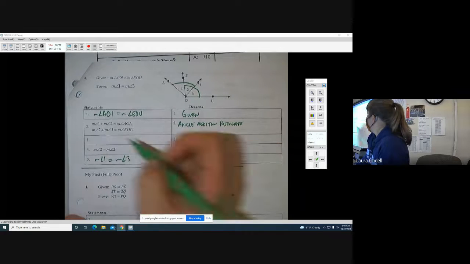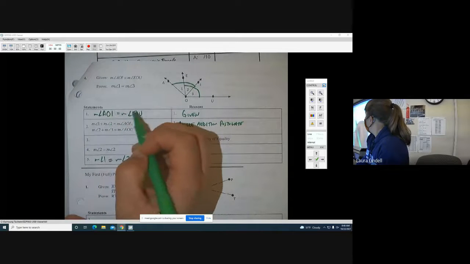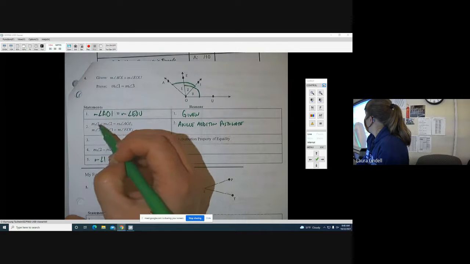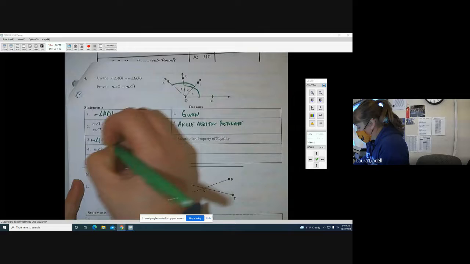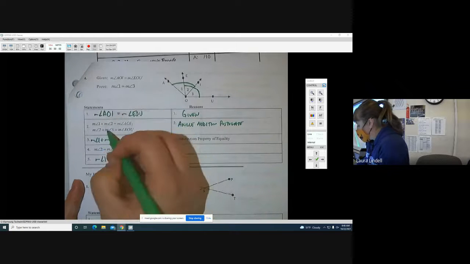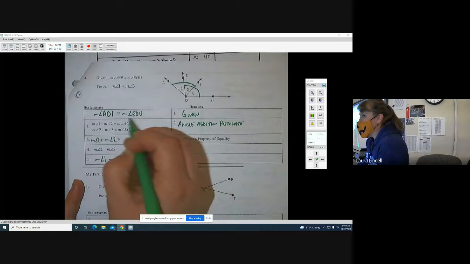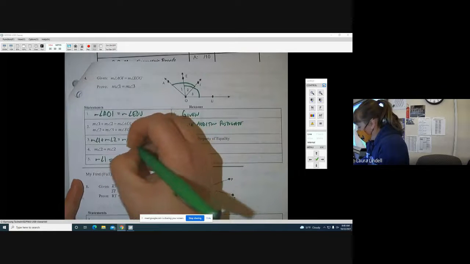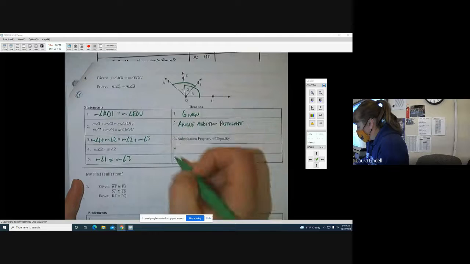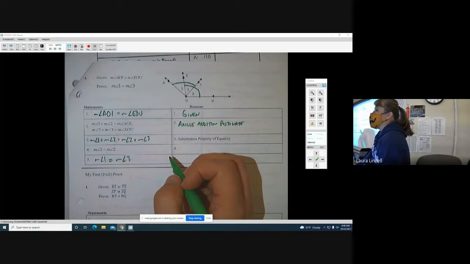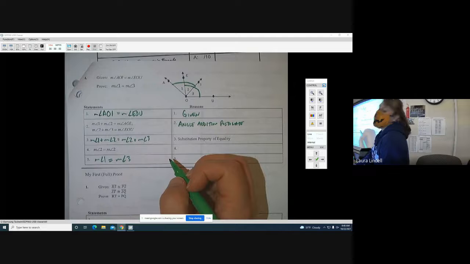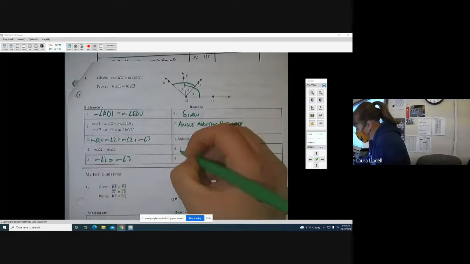For substitution, we know that AOI is equal to EOU, right? So I'm going to substitute angle 1 plus angle 2 in for AOI. And I'm going to substitute angle 2 plus angle 3 for EOU. Anyone get the reason for step 4? What you got? Reflexive. Yep. Something's equal to itself.